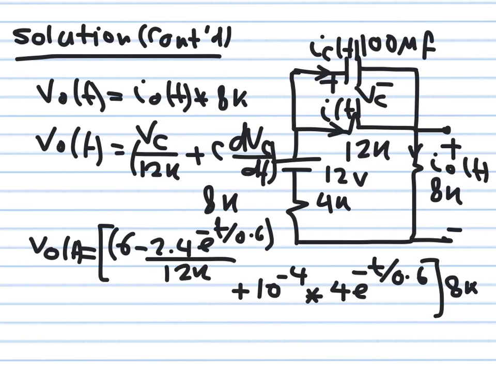Okay, so this is what I did. I found this one at any time t, I found this one at any time t, I summed them using KCL, and I found this current at any time t, and then I said that the output voltage is equal to this current multiplying 8K. Of course, you can simplify this expression and obtain a much simpler expression if you want to.